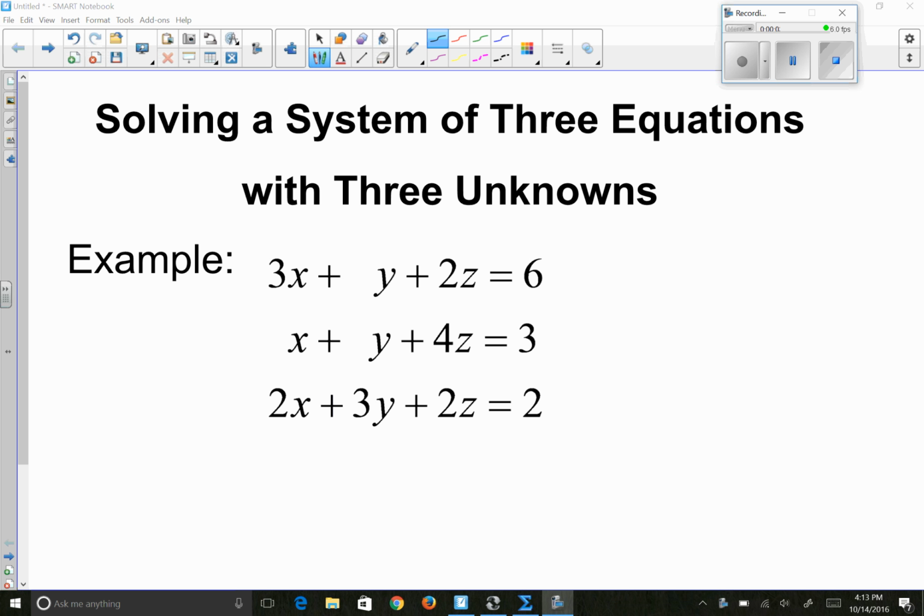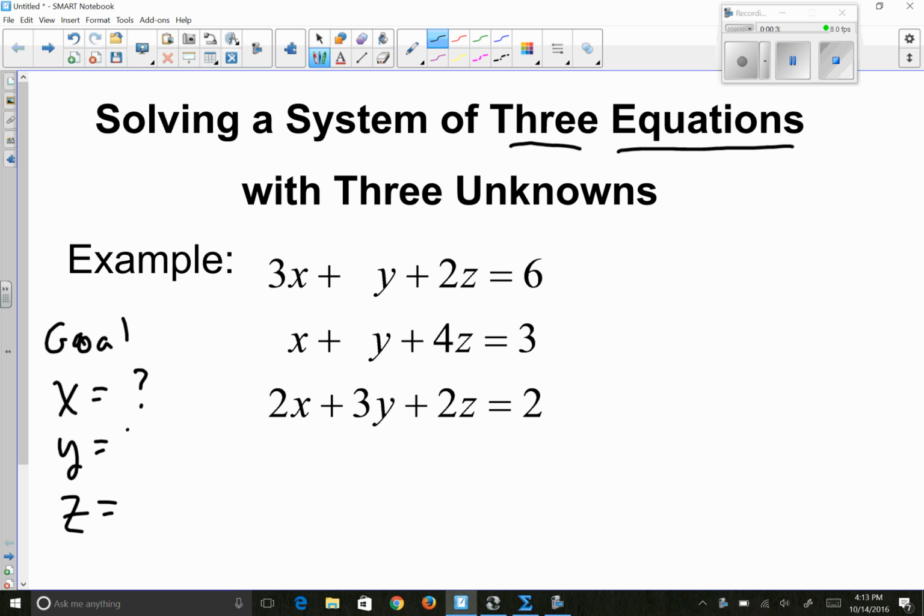Solving a system of three equations with three unknowns means find a value for x and a value for y and a value for z, because these three equations have the unknowns x, y, and z. So the goal is to find a value for x, a value for y, and a value for z that make all three equations true.